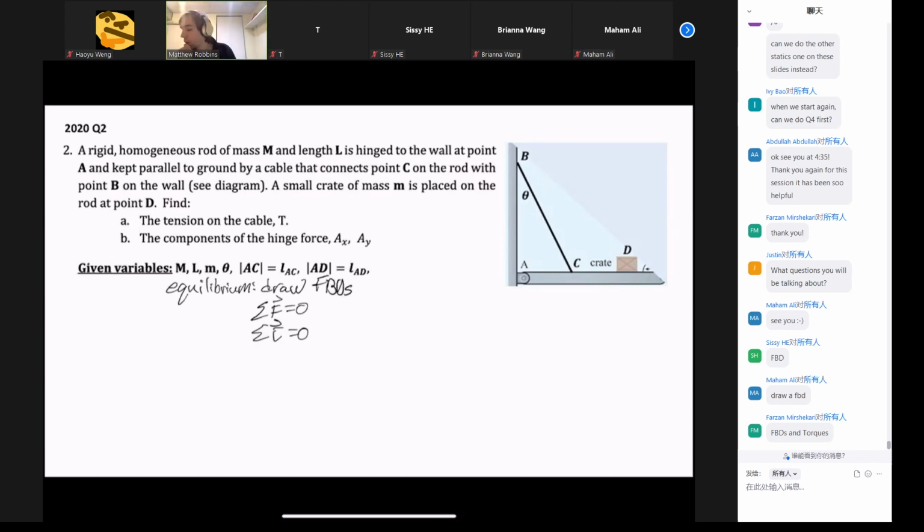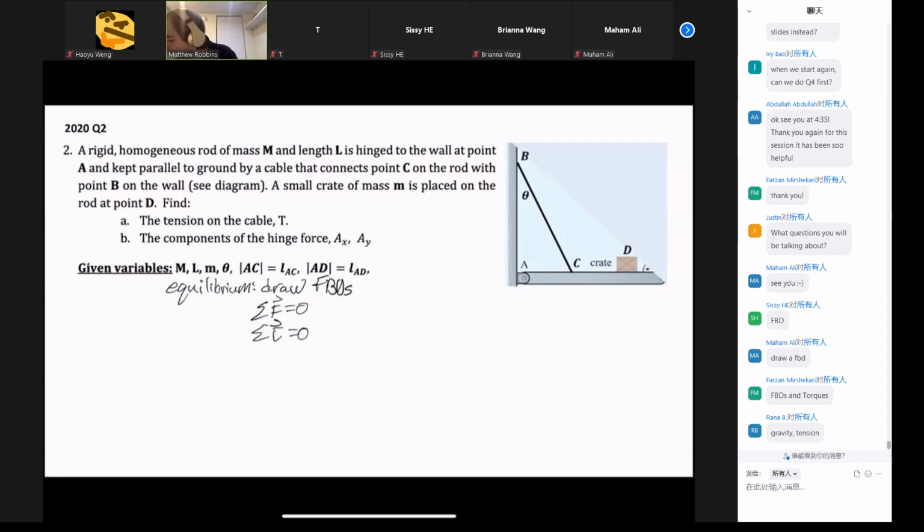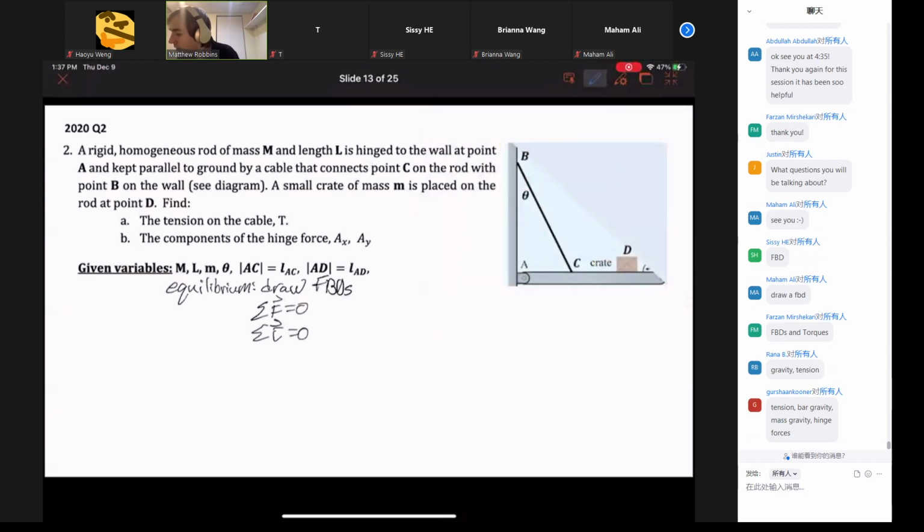So let me ask you this question. What sort of forces are in this diagram? All right, we've got gravity, we've got tension. So we've got Fg, we've got Mg. And then the important thing is whenever you have hinges, you need to have a hinge force present. And then you can apply Newton's second law in the x and y directions. So you would be getting sum of the forces in the x direction is equal to 0. Sum of the forces in the y direction is equal to 0. For torque, how would we approach that problem?